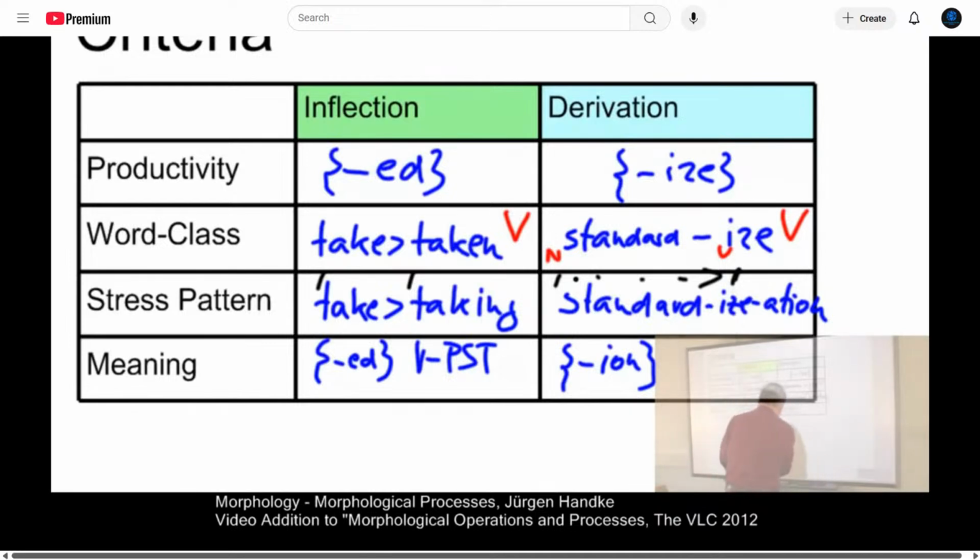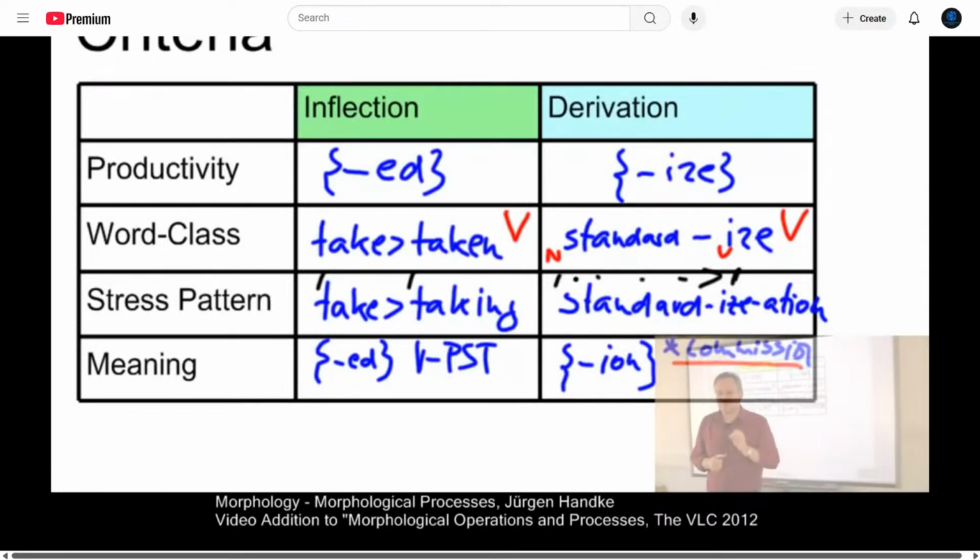But what about a word like commission? Now, commission is certainly not the act of committing, or television is not the act of televising anymore.